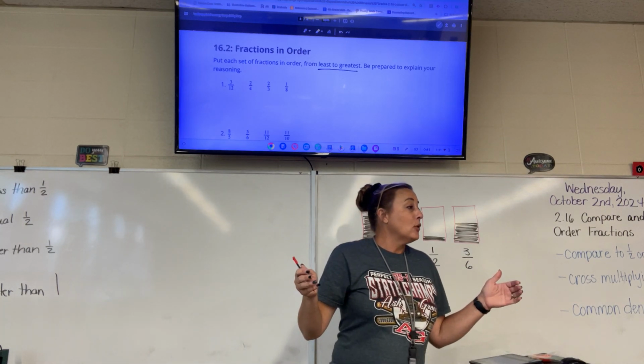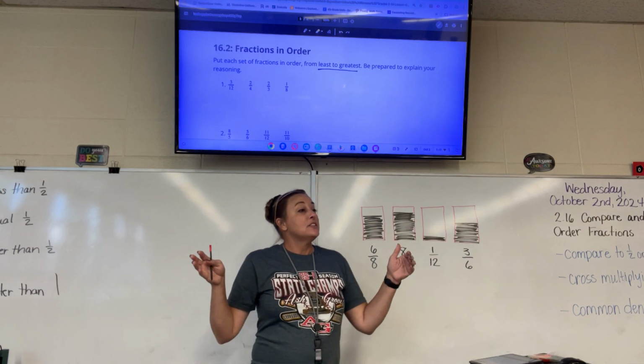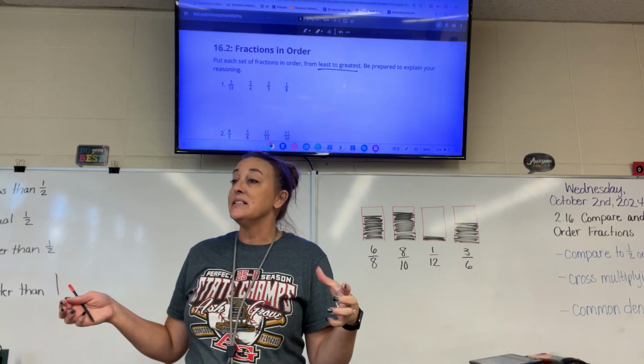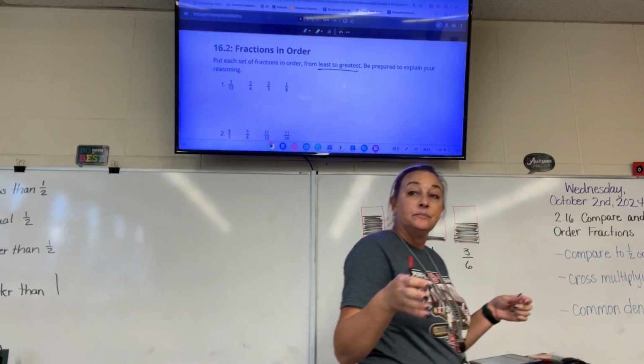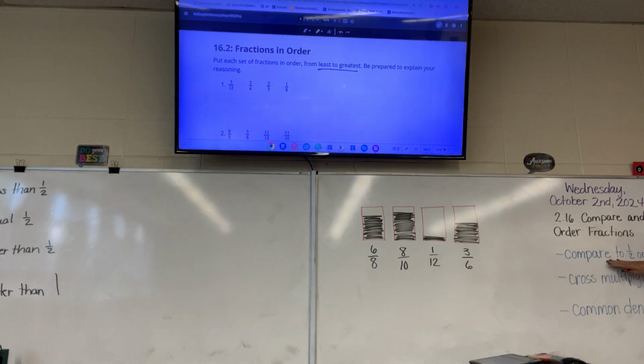So when you have 4 fractions and you're trying to put them in order from least to greatest, it's a lot of steps. We have learned how to compare fractions by comparing to 1/2, what you guys were just doing, cross multiplying, or finding a common denominator.